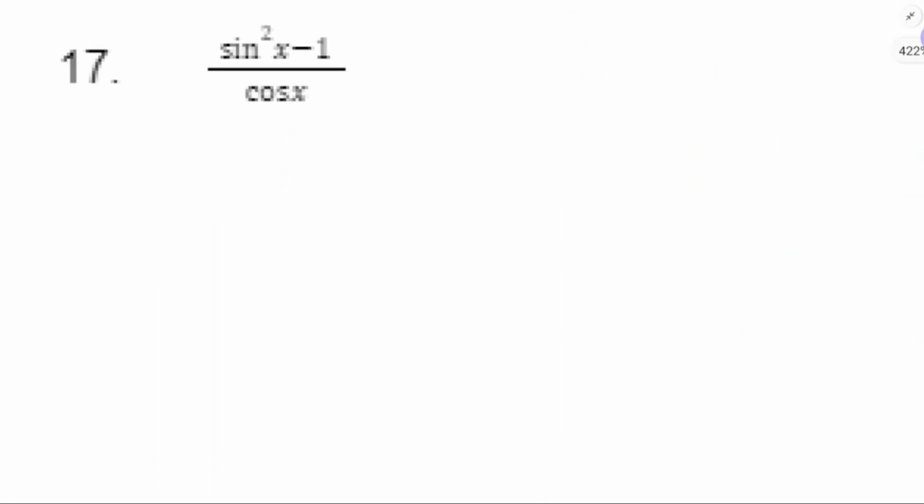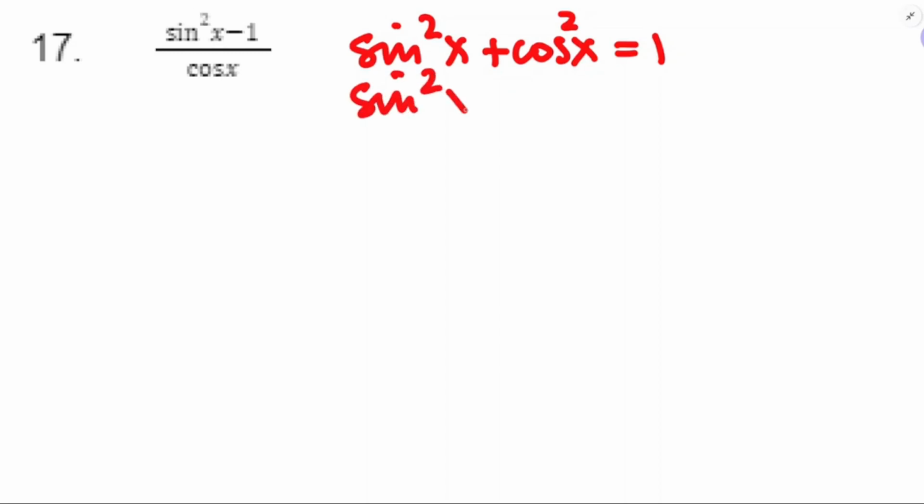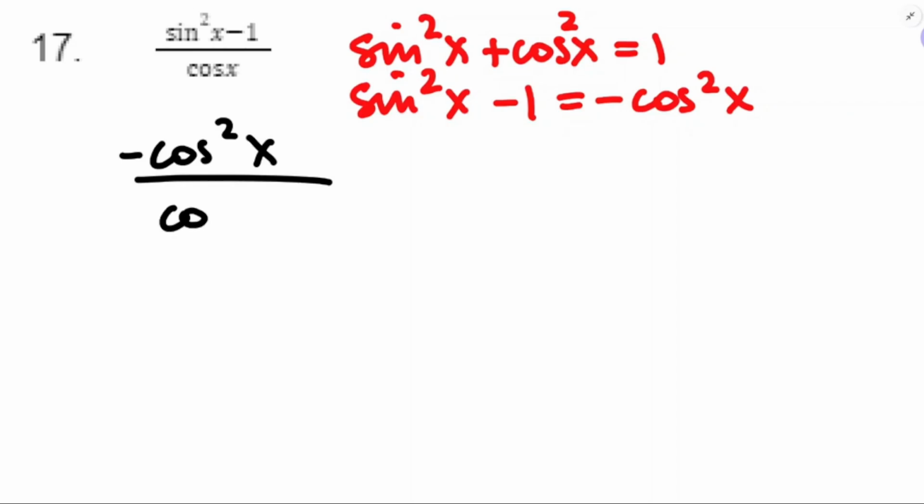Okay, number 17. Sine squared x minus 1, all divided by cosine x. All right. Sine squared x plus cosine squared x equals 1. If I subtract, sine squared x minus 1 would equal negative cosine squared x. So then I would have over here negative cosine squared x divided by 1 power of cosine x, which is going to leave me 1 power of cosine x in the numerator, and it's still going to be negative.